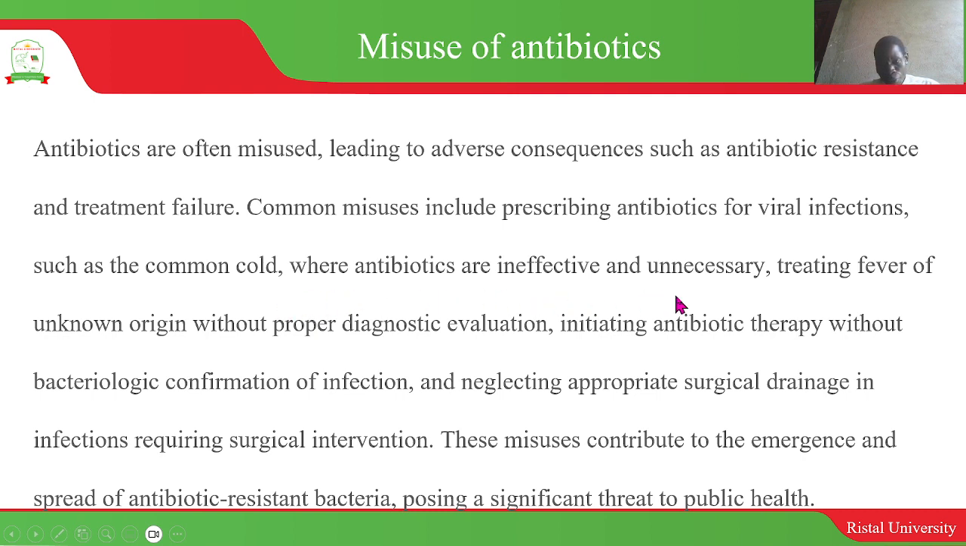Other misuse includes using antibiotics where they are ineffective and unnecessary, treating fever of unknown origin without a proper diagnostic evaluation, and initiating antibiotic therapy without bacteriological confirmation. This is what I said before, especially the empiric treatment. And neglecting appropriate surgical drainage for infections requiring surgical intervention. These misuses contribute to the emergence and spread of antibiotic resistance and pose a significant threat to public health, as we said before.